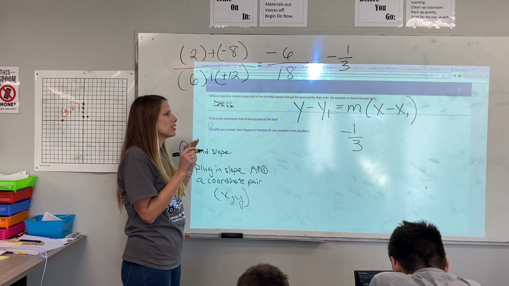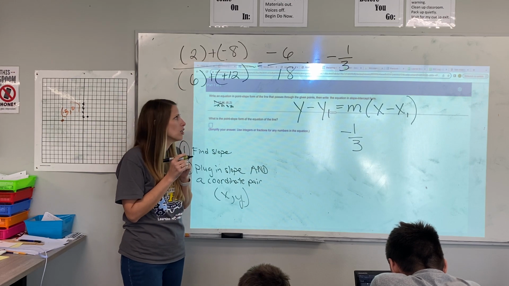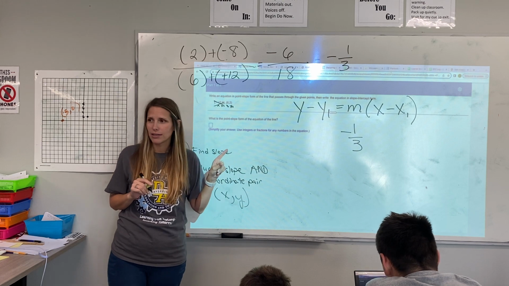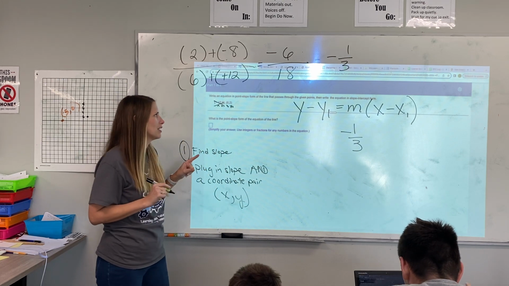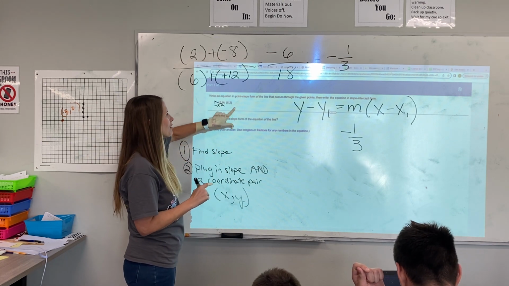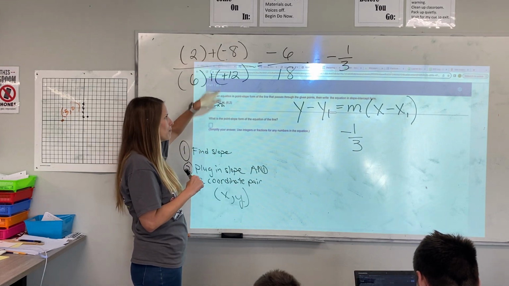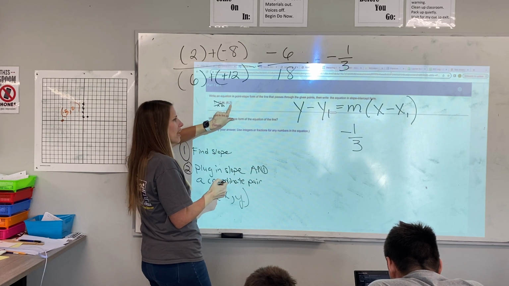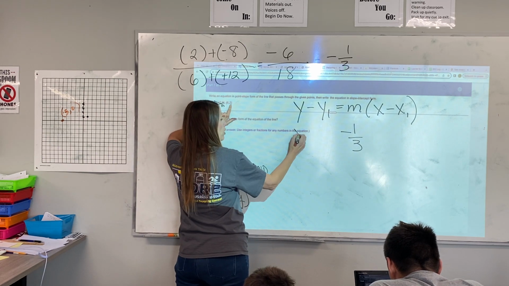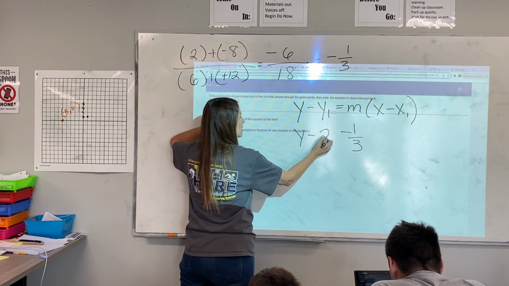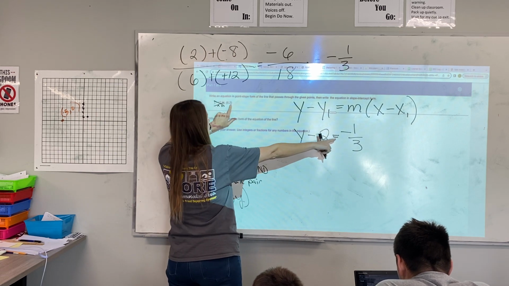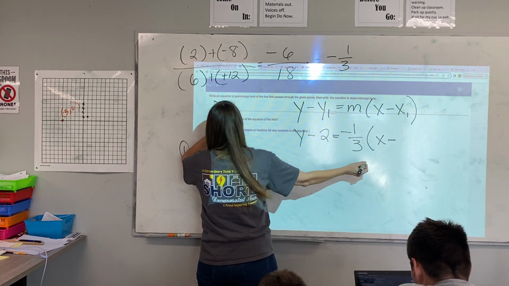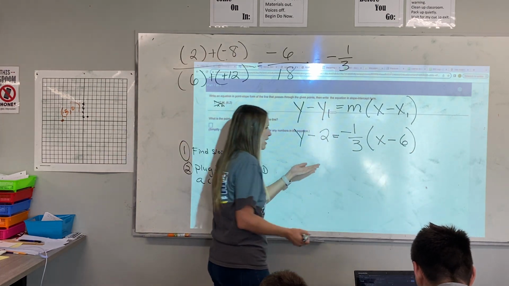But we need to make sure that we're filling them in the right spots. Did these go in my X and Y, or my X1, Y1? X1, Y1. Good. Even though it says X2, Y2, we don't need to call them that anymore. That doesn't matter. We're just doing that for our slope. Now that's our one specific point. So our 2 is our Y value, so that's gonna go in for our Y1. Y minus positive 2 equals negative 1/3 times x minus positive 6. And that's done.